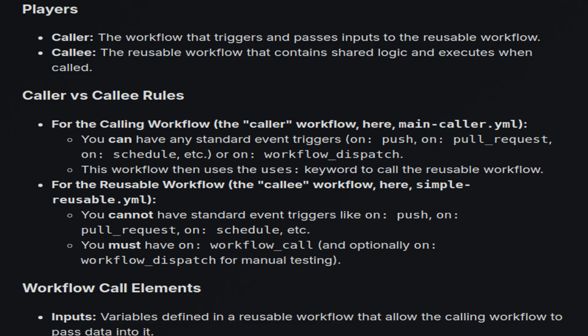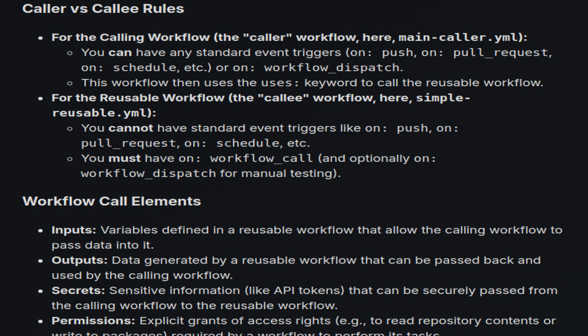The section outlines the key participants in the workflow call process: the caller, which initiates and sends inputs, and the callee, which executes the shared logic when invoked. Important rules for implementing caller and callee workflows are detailed. The caller can utilize standard triggers and must use uses to invoke the callee, while the callee is restricted to the on workflow call trigger and does not support traditional event triggers.